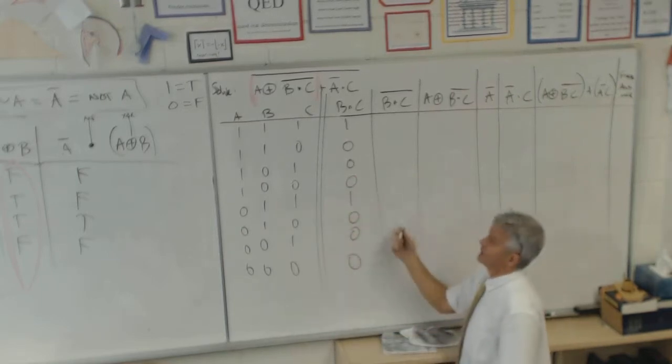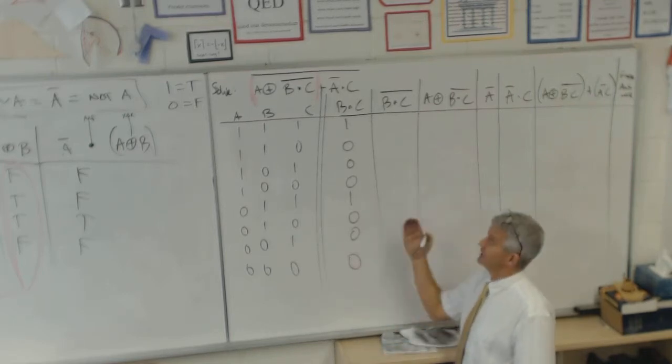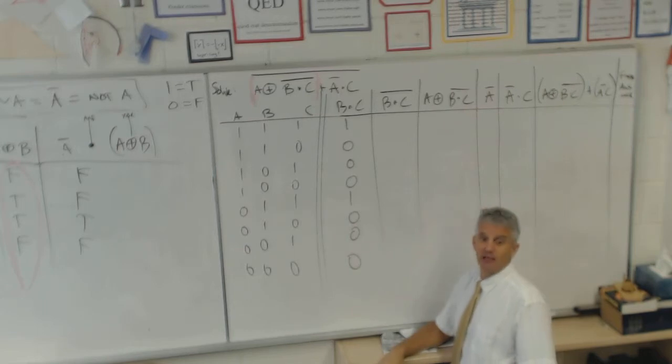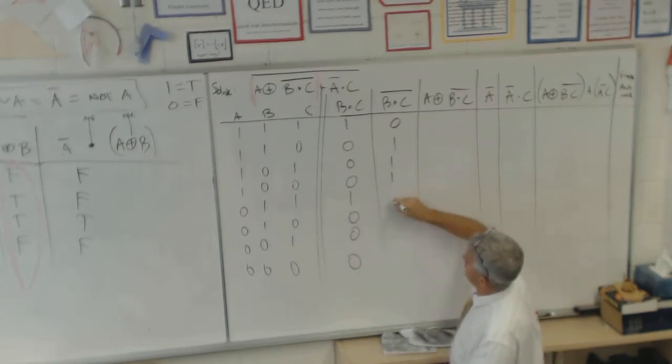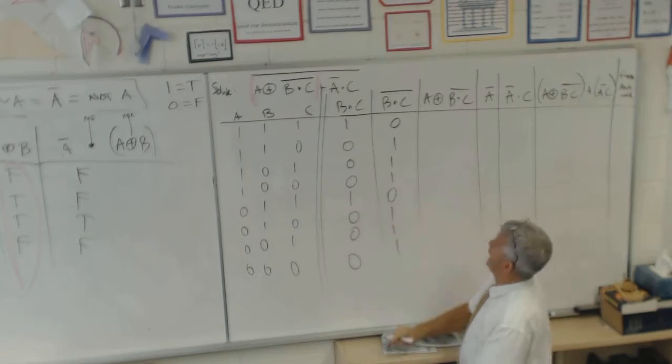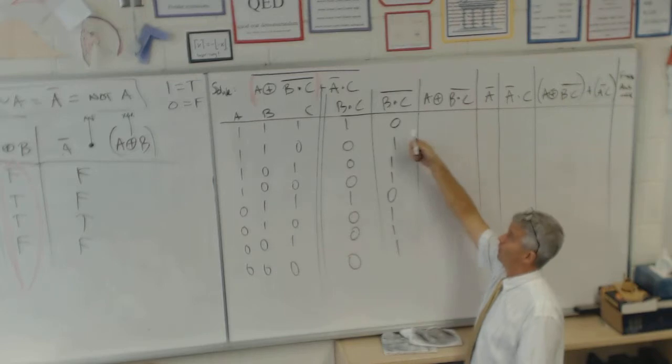Okay, who's willing to give me the next column? Not B times C. We're simply taking not what B times C was. Okay, go ahead. 0, 1, 1, 1, 0, 1, 1, 1. Excellent. Now, who can give me the next column, which is A XOR this column.